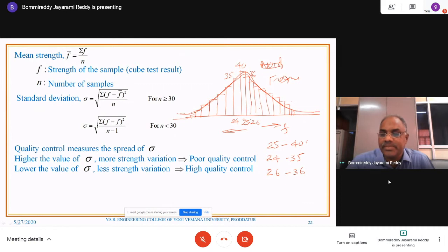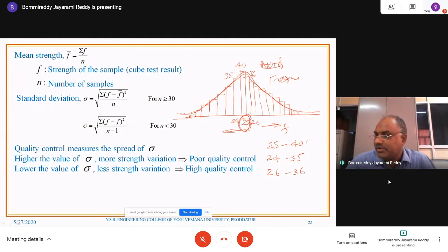of the strength. For example, this particular concrete's average compressive strength is 25. But in the laboratory, if you test 100 cubes, all the 100 cubes are not 25. Some cubes may fail at very low stress. Some cubes may fail at very high stress. And the majority of the cubes will fail around 25 Newton per mm square.